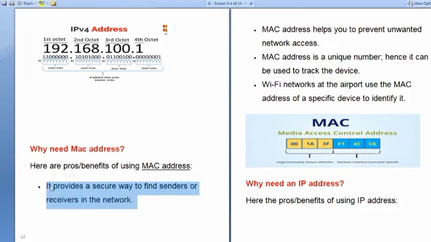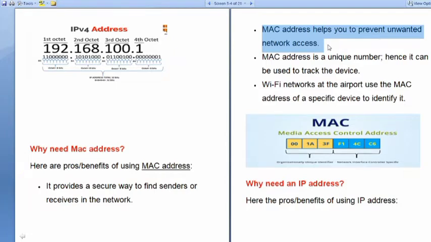Okay, as you know, a MAC address is a hardware address, so it cannot be changed. It comes with the hardware by default. So it is a secure way of finding senders or receivers in the network. Next, it helps you to prevent unauthorized network access. If someone tries to invade the network, that is not allowed. It helps you to prevent that.